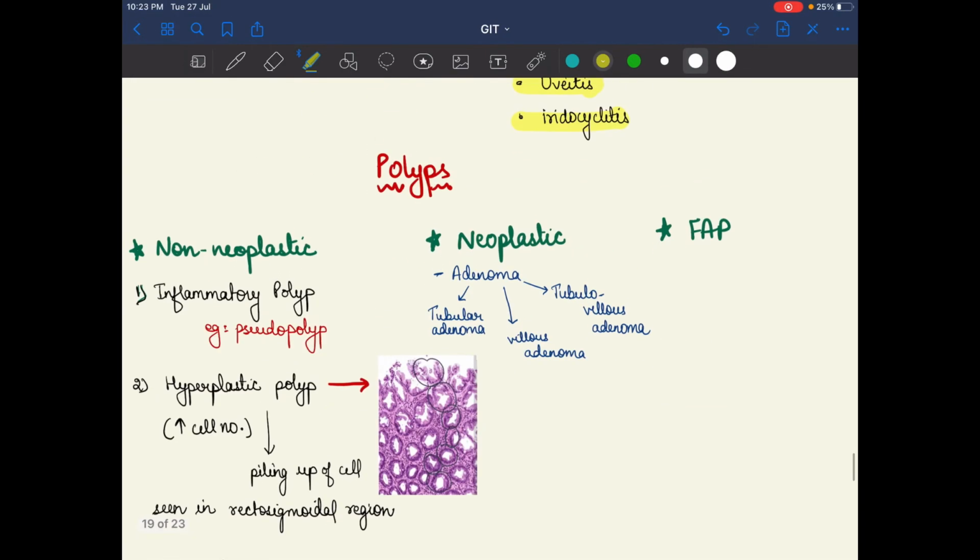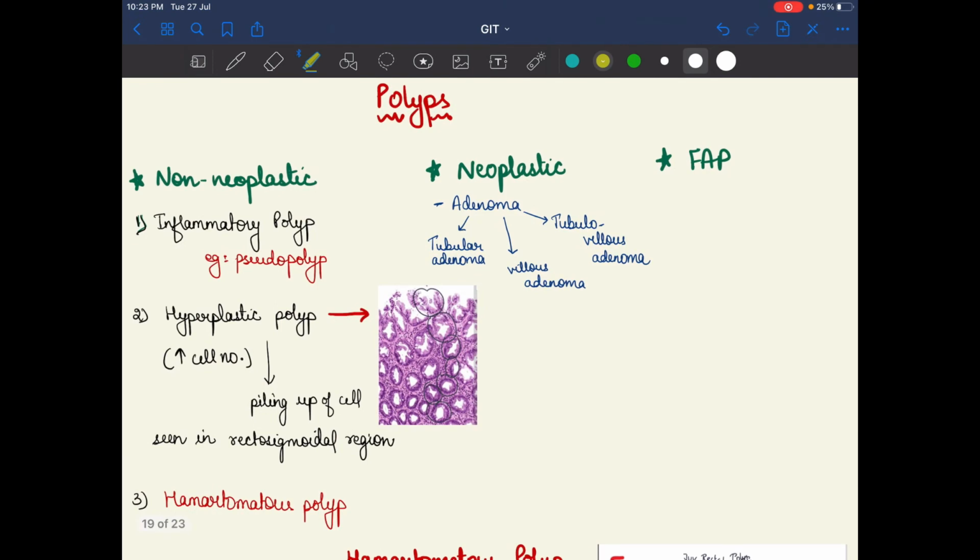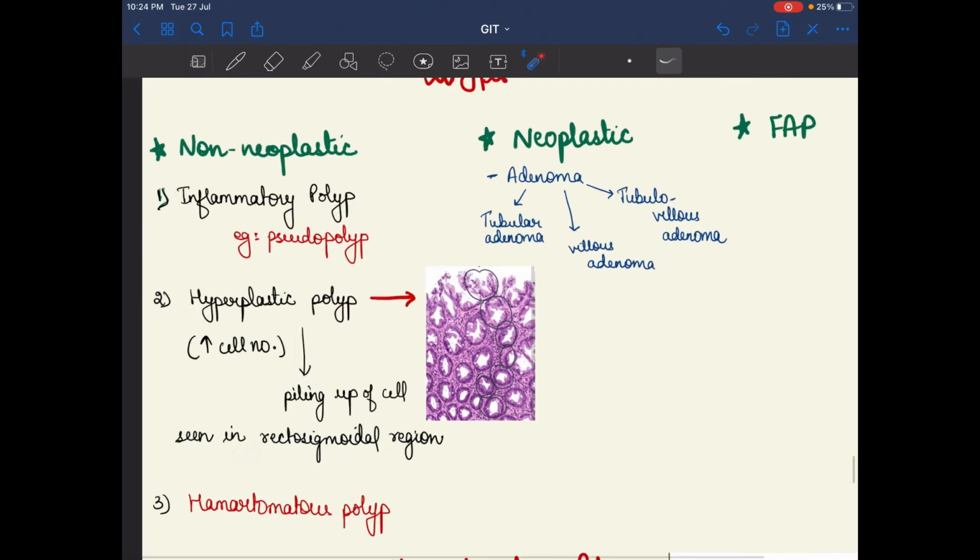Next one is the polyp. We have two types of polyps: non-neoplastic polyps, and neoplastic polyps, including familial adenomatous polyposis. First learn about the non-neoplastic polyps. Non-neoplastic means it is not a cancer. Non-neoplastic polyps include the inflammatory polyp, for example pseudopolyp, and second, the hyperplastic polyp.